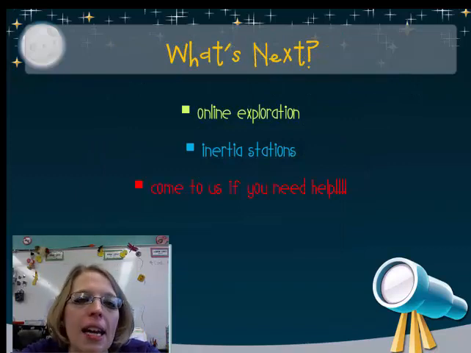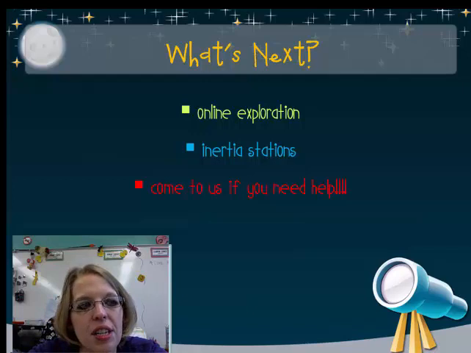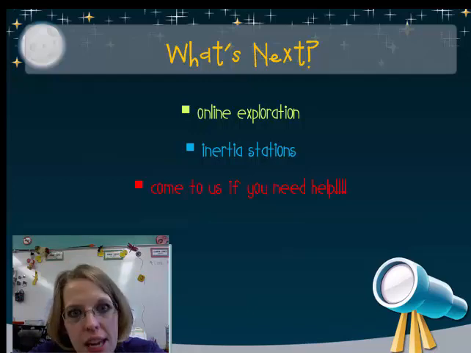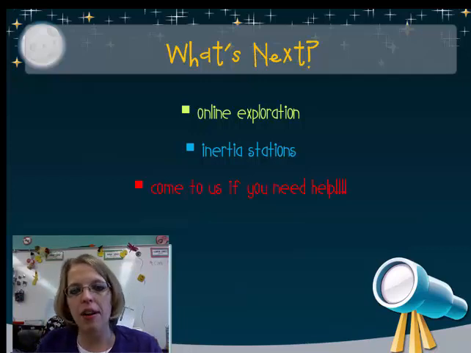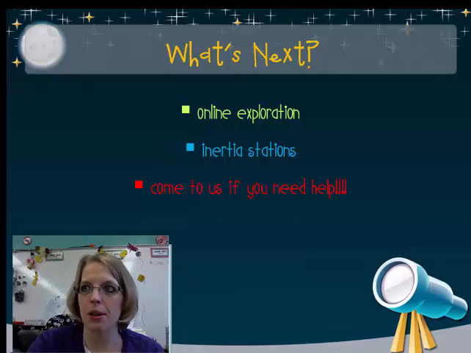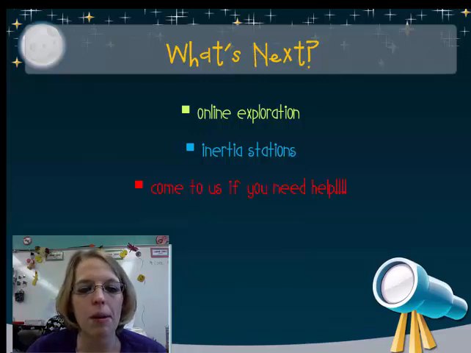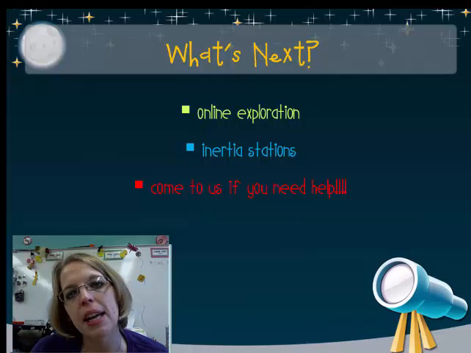Okay, so here's what's next. You have an online exploration, the new next. That will help you understand the gravity, inertia, and orbit stuff. And then you have inertia stations. The inertia stations help you familiarize yourself with inertia itself. I want you to pay particular attention to the hula hoop marble activity, because the hula hoop is going to represent the gravity, and then you're going to give the marble some momentum, which is the inertia, and you're going to see it orbit. If you need help, come see us.